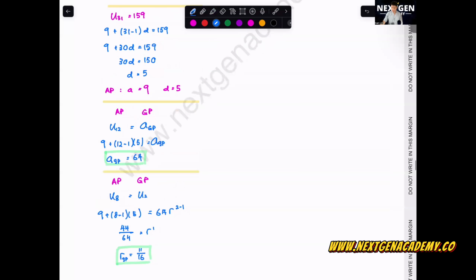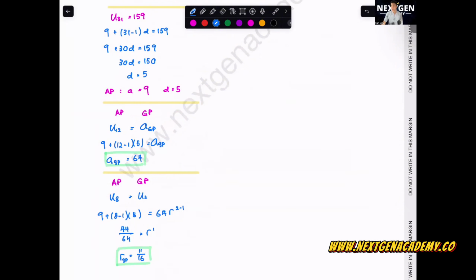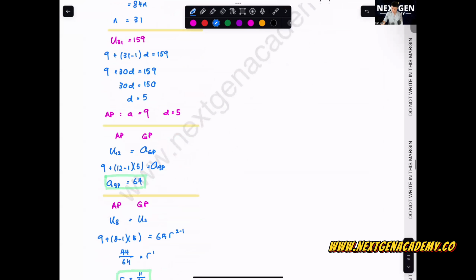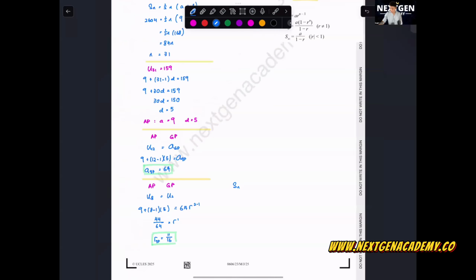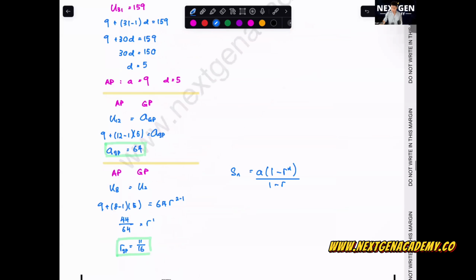Okay, the last and final one. Maybe we just write at the bottom here. Now, they want to find the sum of the first 6 terms. For GP, what is the sum of the first 6 terms? The formula we will use is S_N. Looking at the formula above, it is A(1 minus R to the power of N) over 1 minus R. This is for GP.